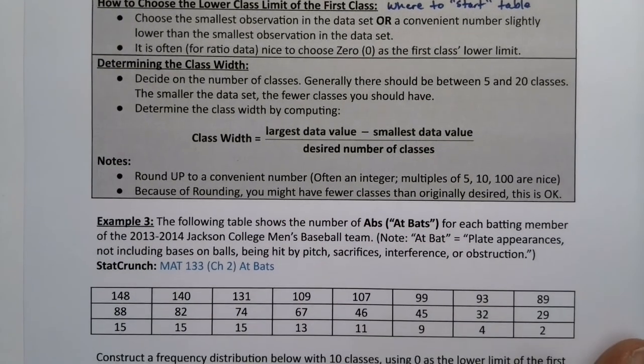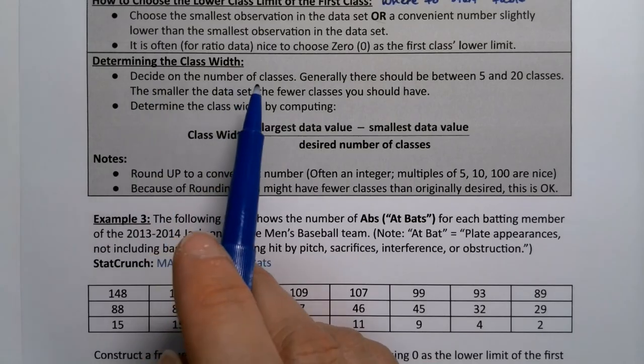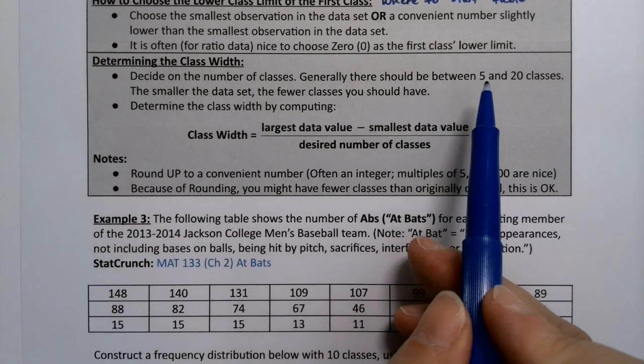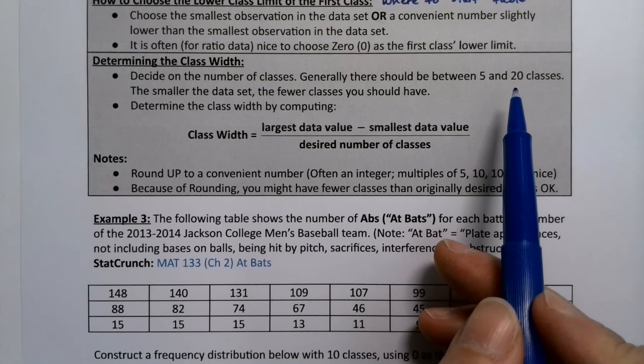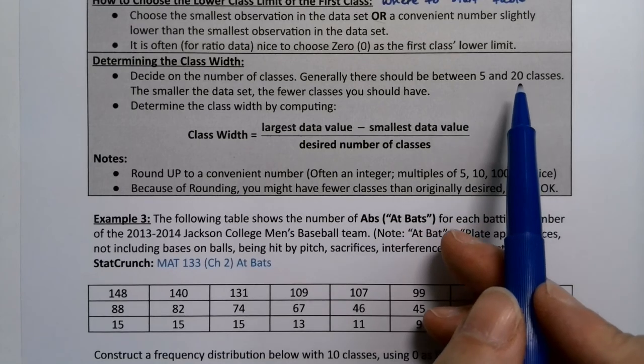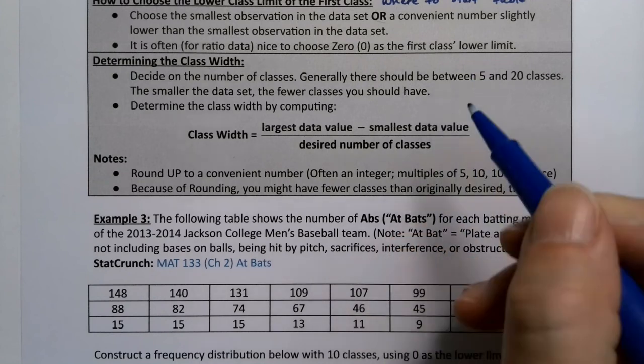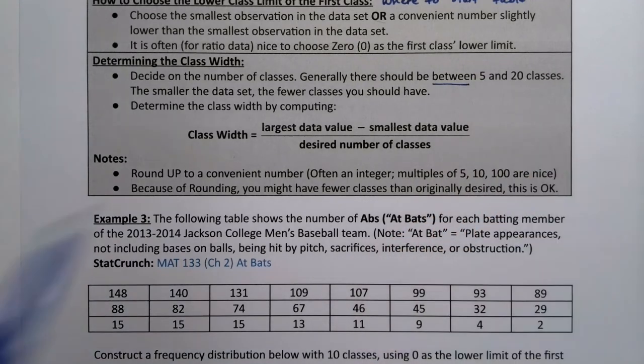Now the class width is a little bit of a formula. So what you do is you decide how many classes you want. You generally want between 5 and 20. There are exceptions to that, but for the most part, if you're less than 5 classes, you're too few. And if you're more than 20 classes, it's too many and too confusing. So you want the Goldilocks sweet spot of being between those two values.